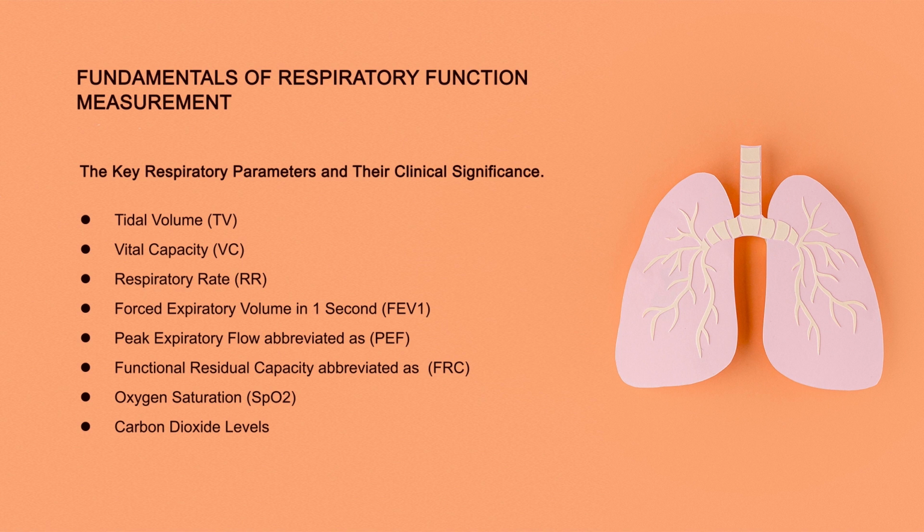A widely used parameter is the oxygen saturation, abbreviated as SpO2. Oxygen saturation measures the percentage of hemoglobin molecules carrying oxygen in the bloodstream. It's a vital parameter to assess how well the lungs are oxygenated by the blood. Another important parameter is the carbon dioxide level. The partial pressure of carbon dioxide in the blood reflects the efficiency of carbon dioxide removal by the lungs. Abnormal levels can indicate respiratory disorder.